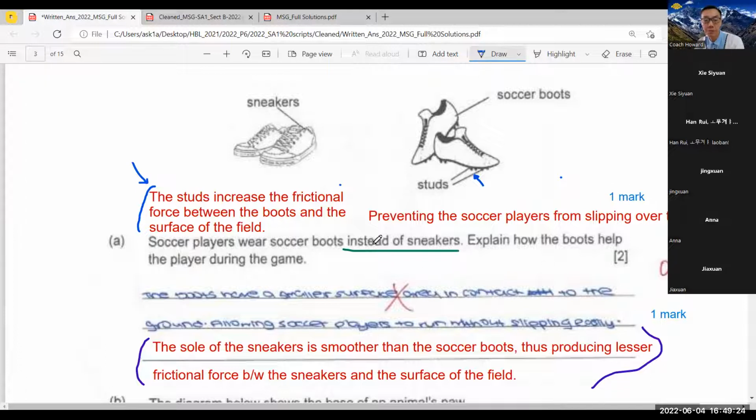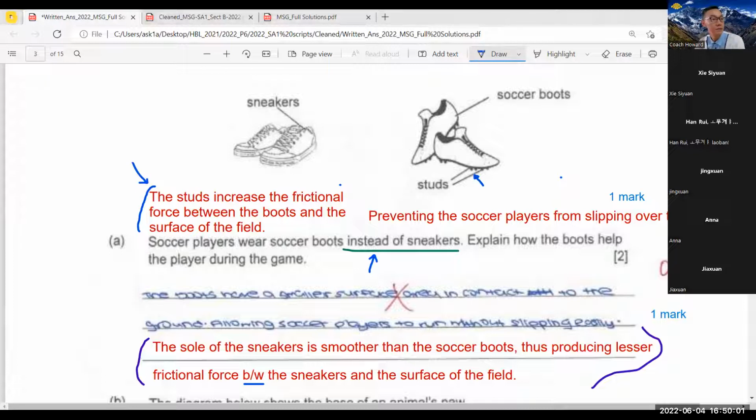You need to compare also because you see this word instead of sneakers. So you need to add in by mentioning the sole of the sneakers is smoother than the soccer boots. So this part of the sole is smoother than this because this one has indentations coming in and out. Thus producing lesser frictional force between the sneakers and the surface of the field. Okay, so you take note of this. Similarly, I do a screenshot to send you all.